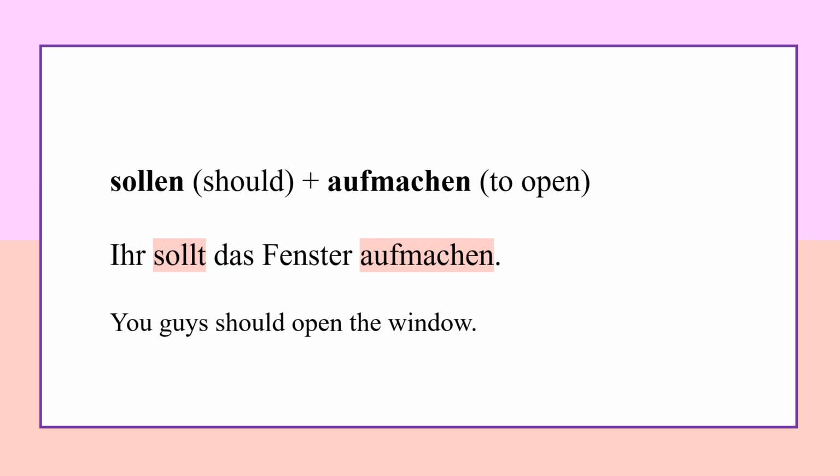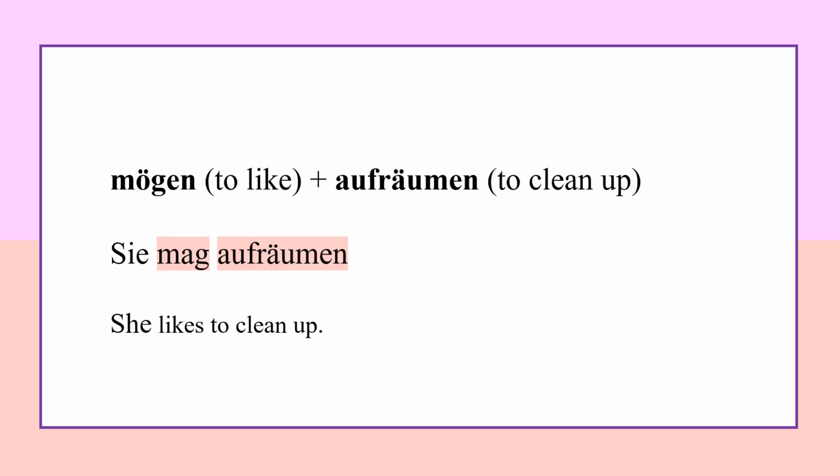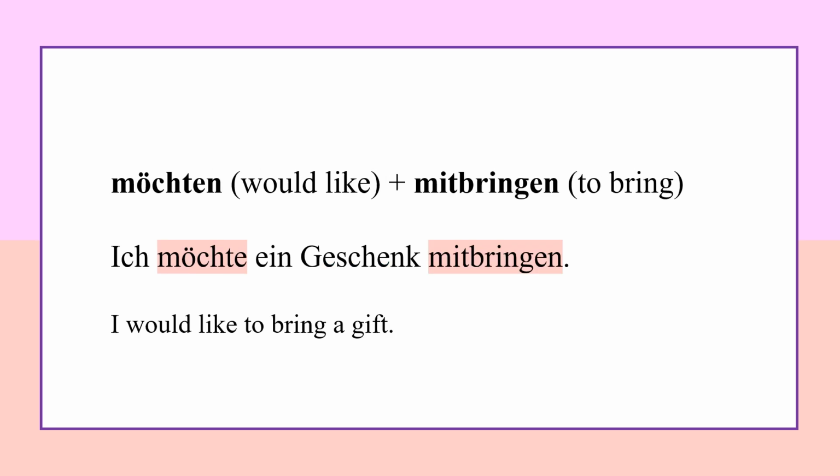Sollen, which means should, with aufmachen, which means open. Ihr sollt das Fenster aufmachen. The verb mögen means to like, and aufräumen means to clean up. Sie mag aufräumen. Möchten, which means would like, and mitbringen, which means bring. Ich möchte ein Geschenk mitbringen.